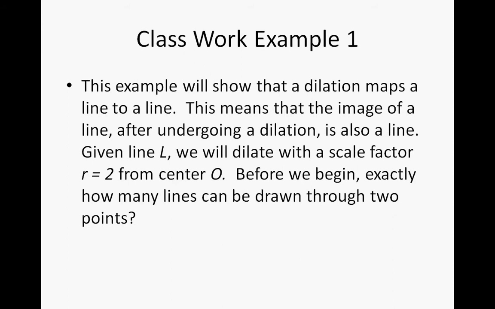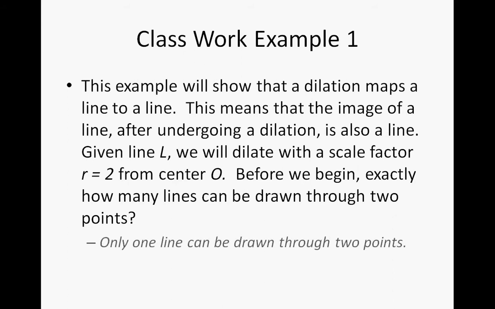So to define, we're going to give line L, and we're going to dilate it with a scale factor of r equals 2 from center O. And before we begin, what I'd like you to write down in your math journal is another conjecture, exactly how many lines can be drawn through 2 points. Okay, so this is a review question. Once you've answered that, go ahead and continue the video. All right, you should have answered that only one line can be drawn through 2 points.